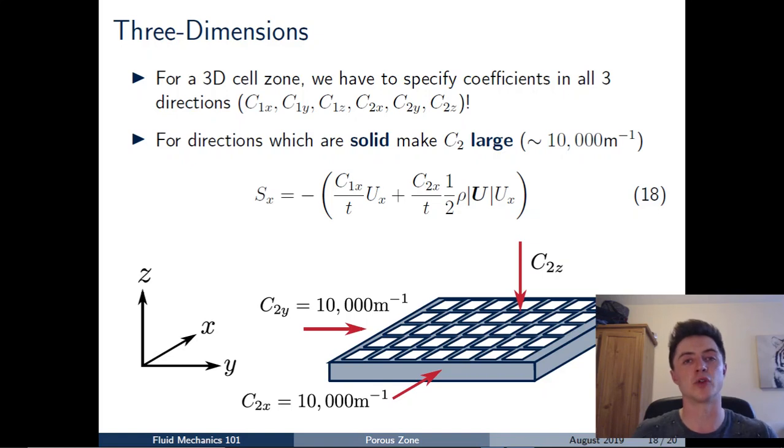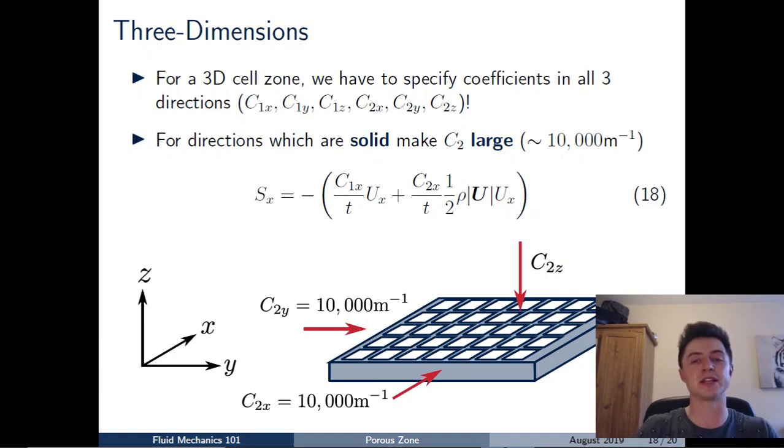So any flow that's coming in and impacts the porous zone will have all of its momentum removed and will end up being stationary in the X and the Y directions there. So the porous zone will behave like a solid wall in the X and Y directions. And in this case, in the Z direction, we would use the calculations that I just went through to calculate the coefficients C1Z and C2Z so that the porous zone lets through the appropriate amount of flow in those directions.